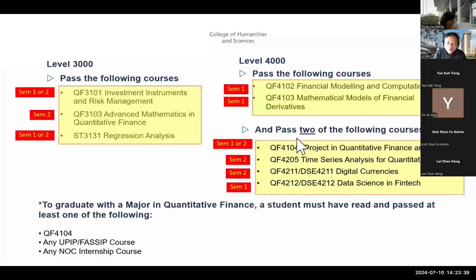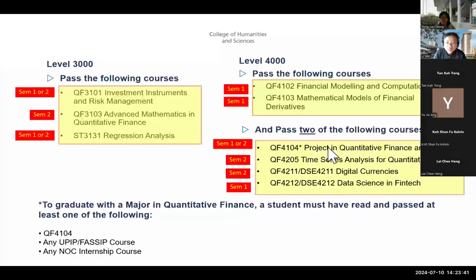But if you decide to skip the project course QF 4104, and you choose QF 4211 and QF 4212 as your two elective courses, then there is an additional requirement for your graduation, additional to the 60 units. That is, without QF 4104, you need to do some internship.